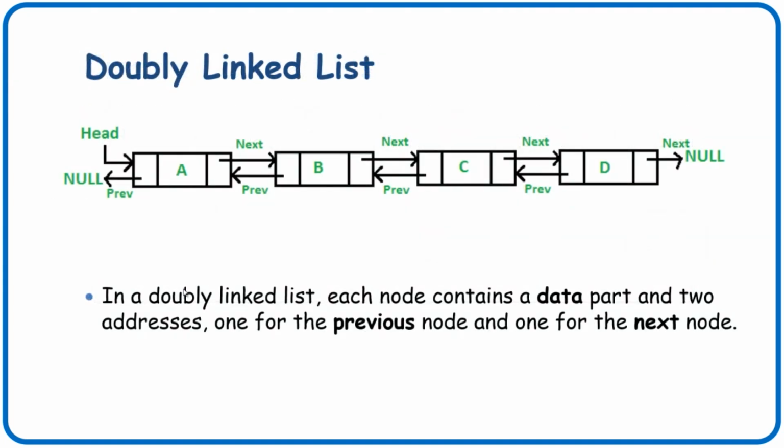And next comes the doubly linked list. In the case of doubly linked list, each node contains a data part and 2 address parts. One address part to store the address of the previous node and the other one to store the address of the next node.